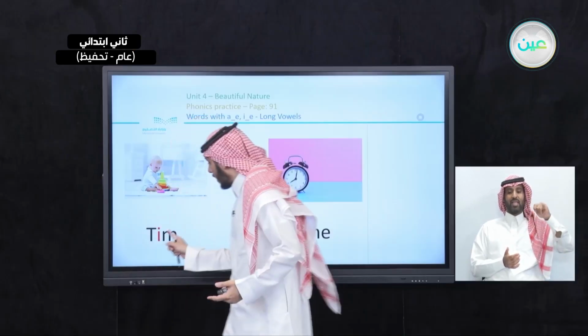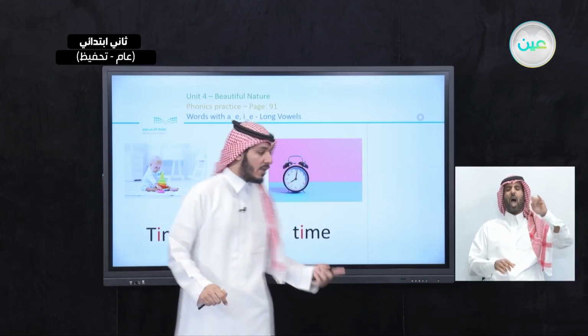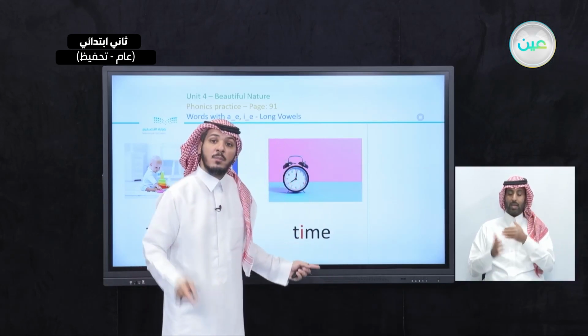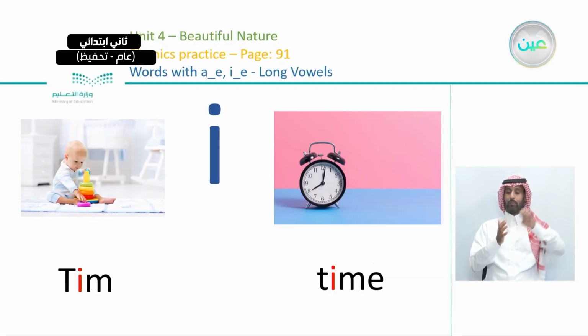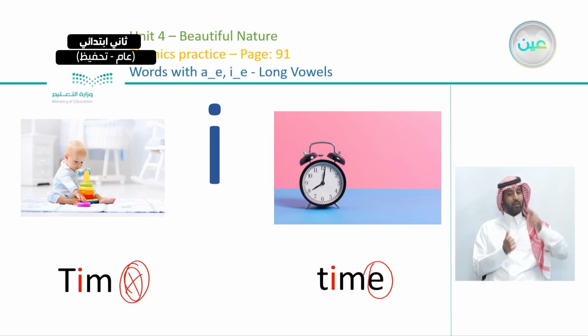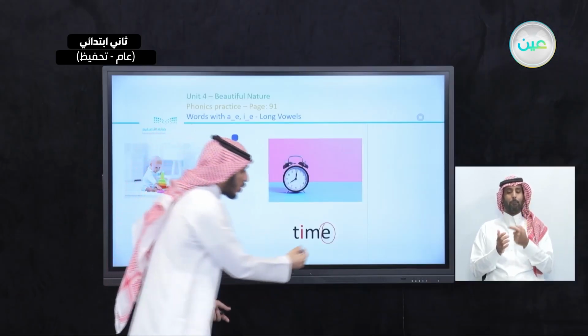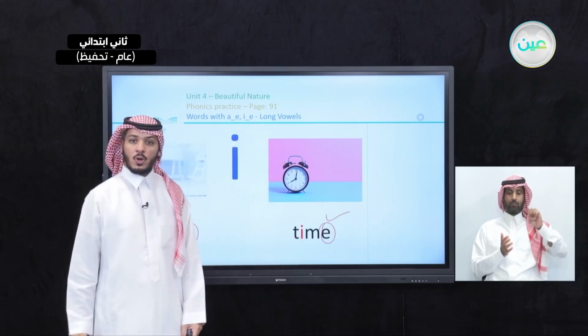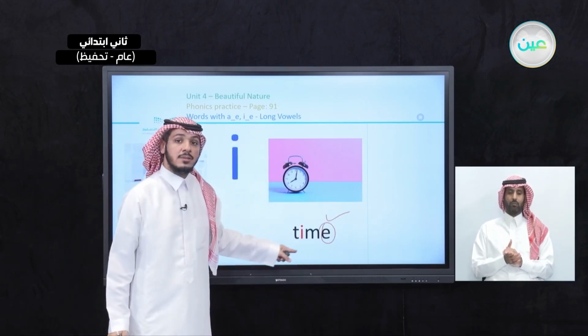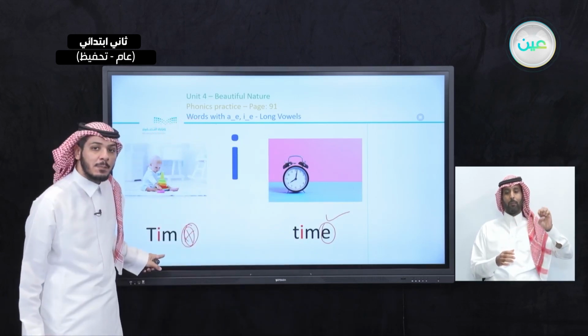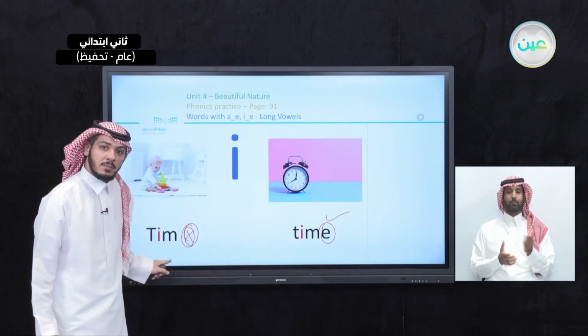Why did I say I here and the I here as I? Because we have E. So here in Tim, we don't have E in here. So it's Tim. But here, time. Why did I say I? Because we have E in here. So this is time, and here's what? Tim, time.